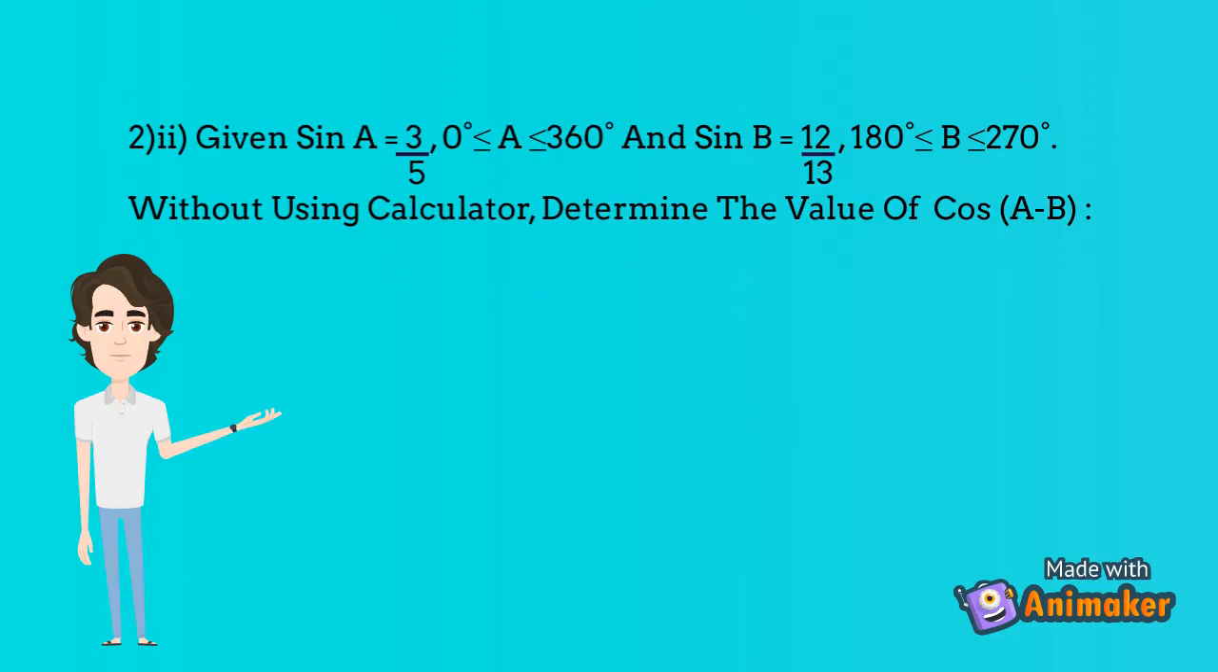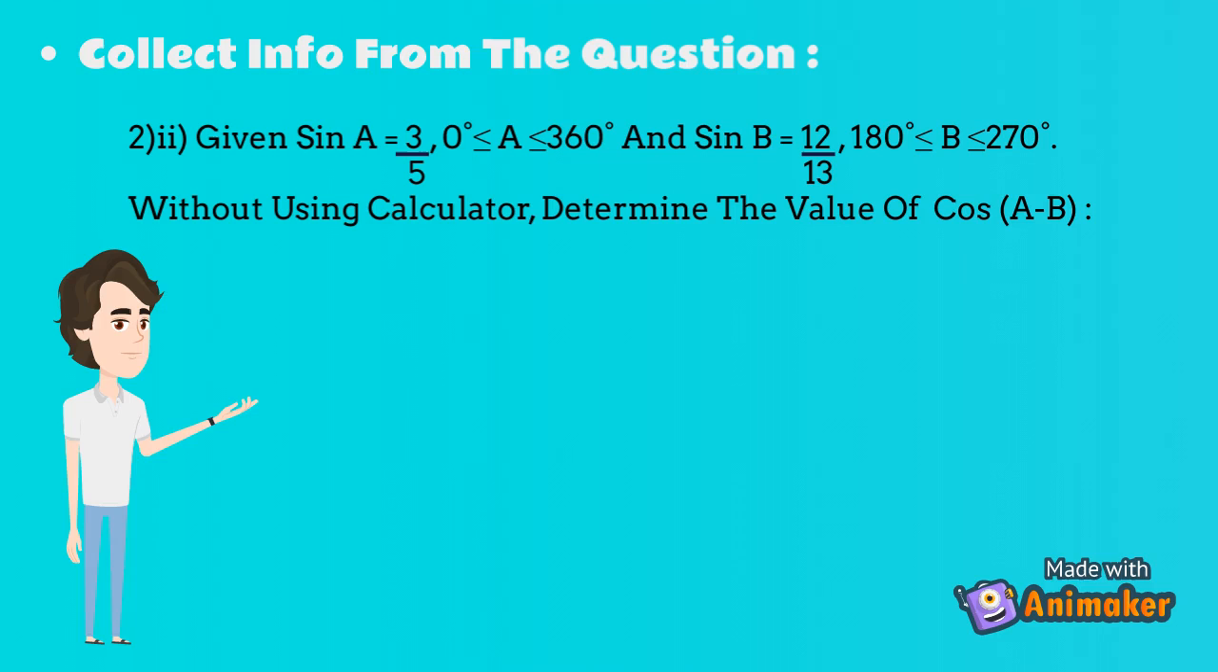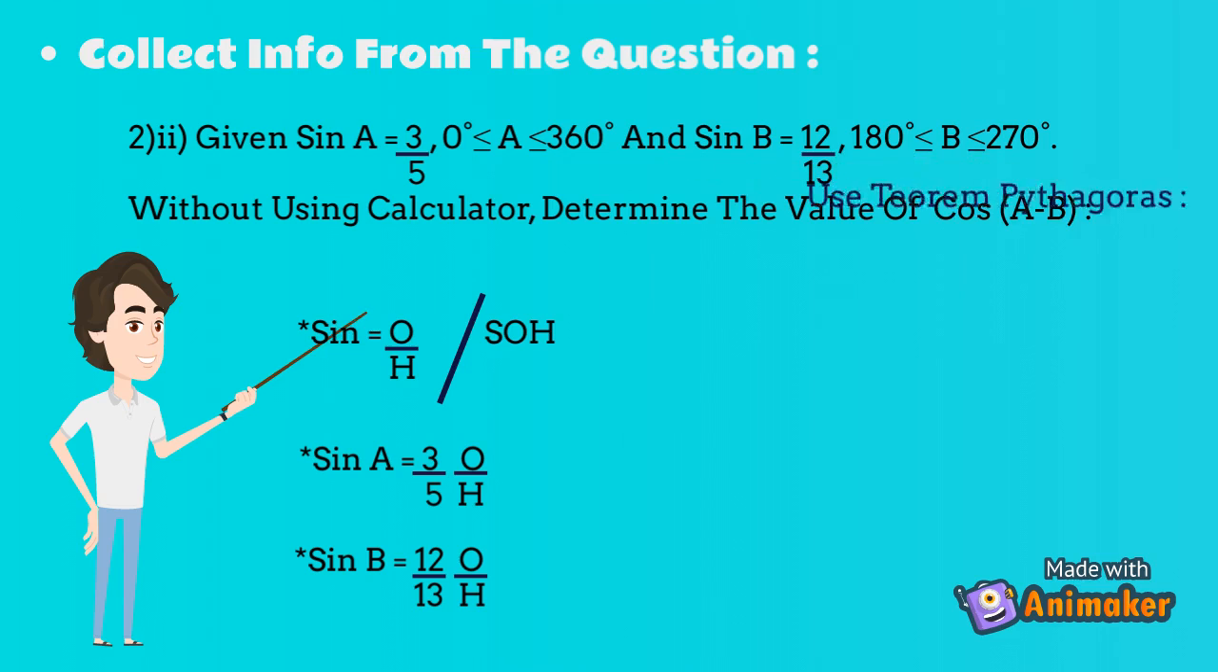So now, let's collect the info from the question. As you can see, we can only find the value of sine A and sine B in this question. As we know, sine equals opposite over hypotenuse. So that means sine A equals 3 over 5, where 3 is opposite and 5 is hypotenuse. And sine B equals 12 over 13, where 12 is opposite and 13 is hypotenuse.